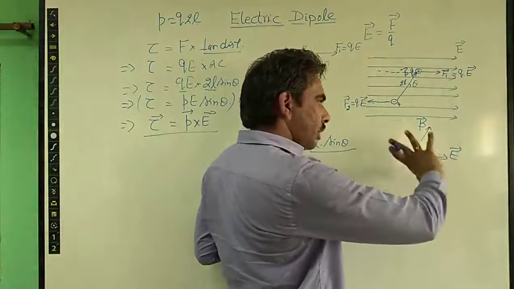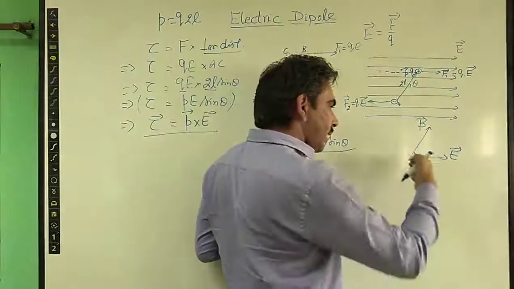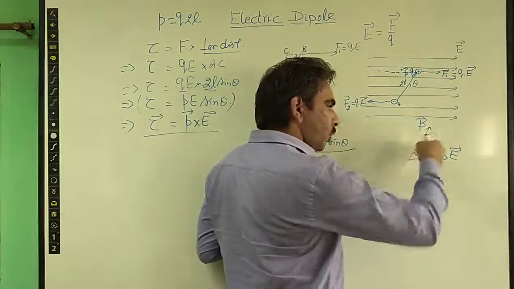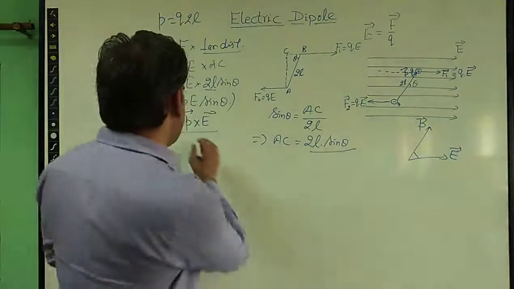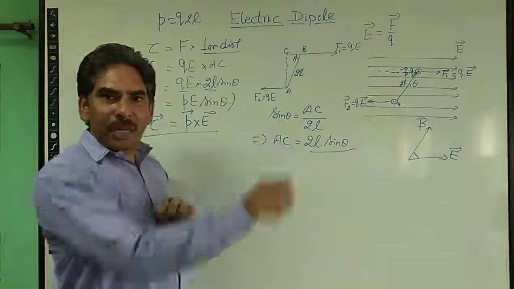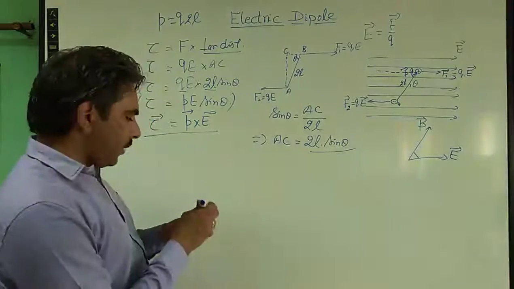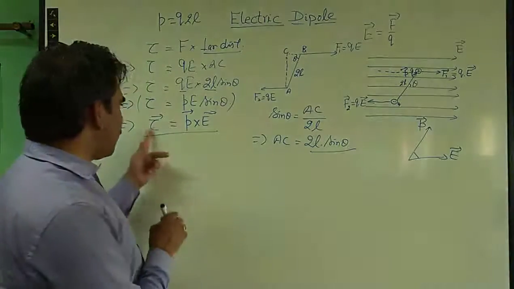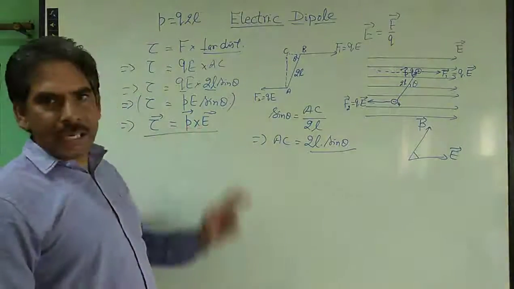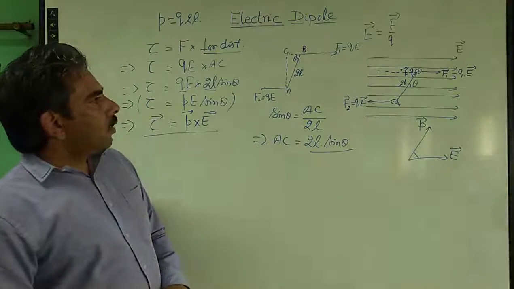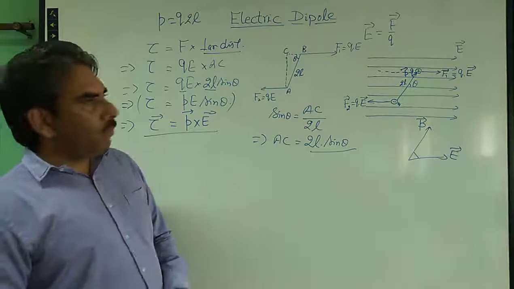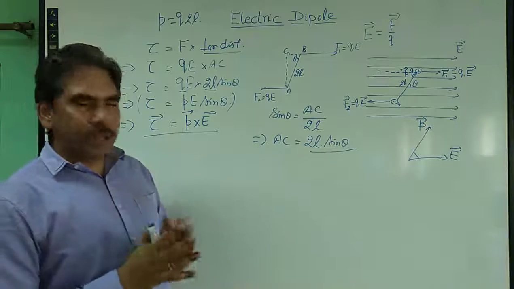If we rotate the screw in the same sense, the screw will advance linearly, so the screw will move inward. So the direction of the torque in this particular case will be vertically inward. This direction of torque will be perpendicular to both P as well as E. That is what happens to an electric dipole whenever it is placed in some uniform electric field.